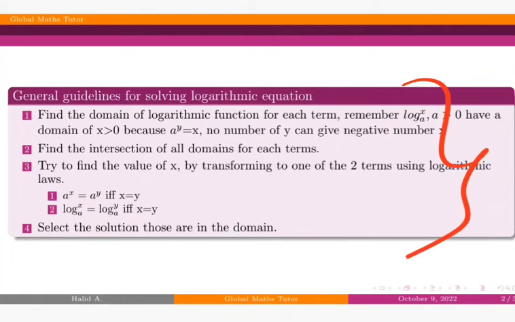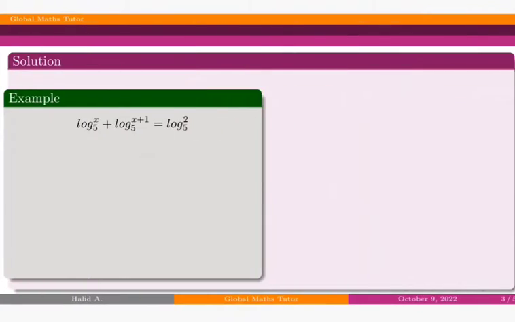These are the basic guidelines to solve logarithmic functions. Don't forget those four basic things. So let's start solving these questions. The first question is the logarithm of x to the base 5 plus the logarithm of x plus 1 to the base 5 equal to the logarithm of 2 to the base 5.